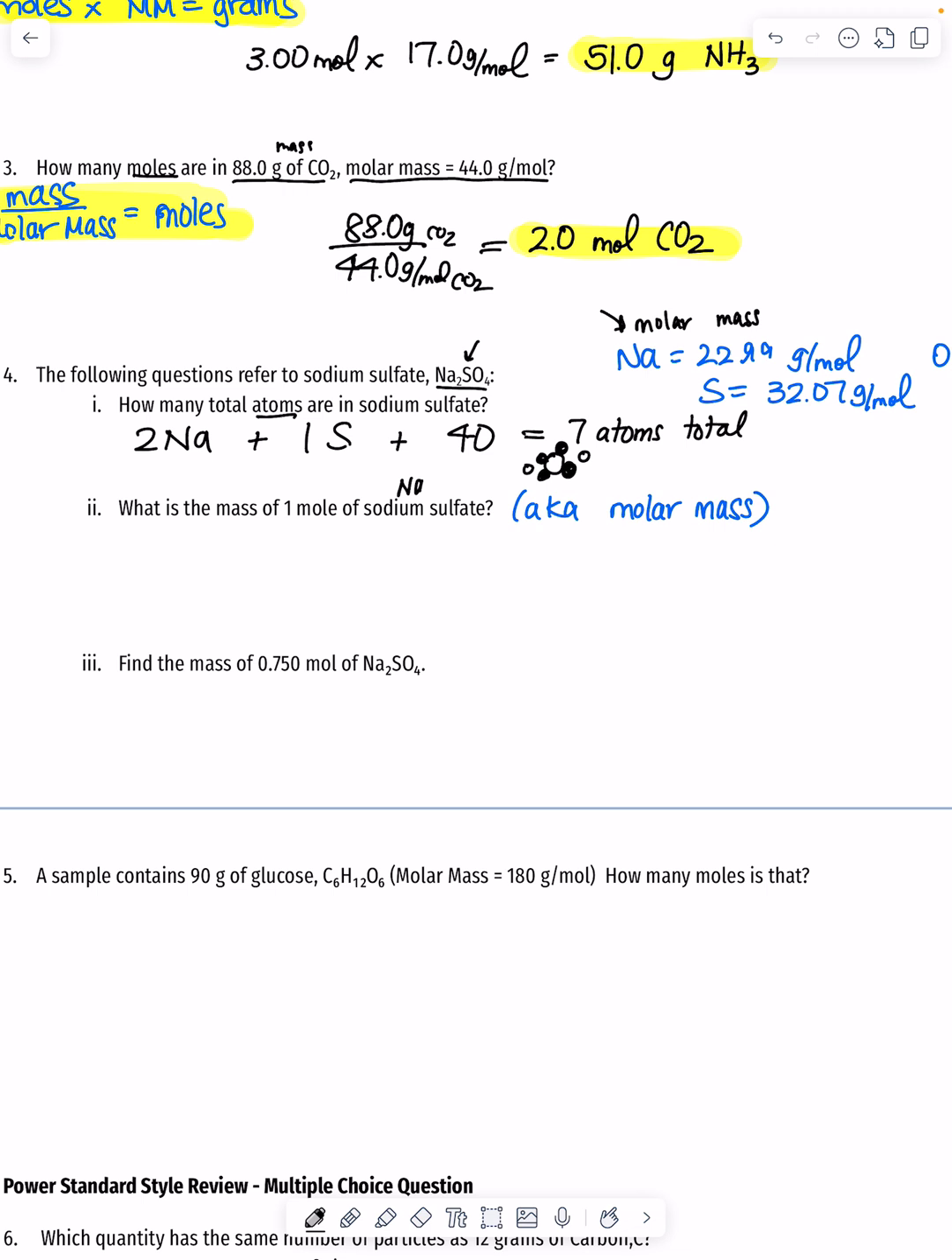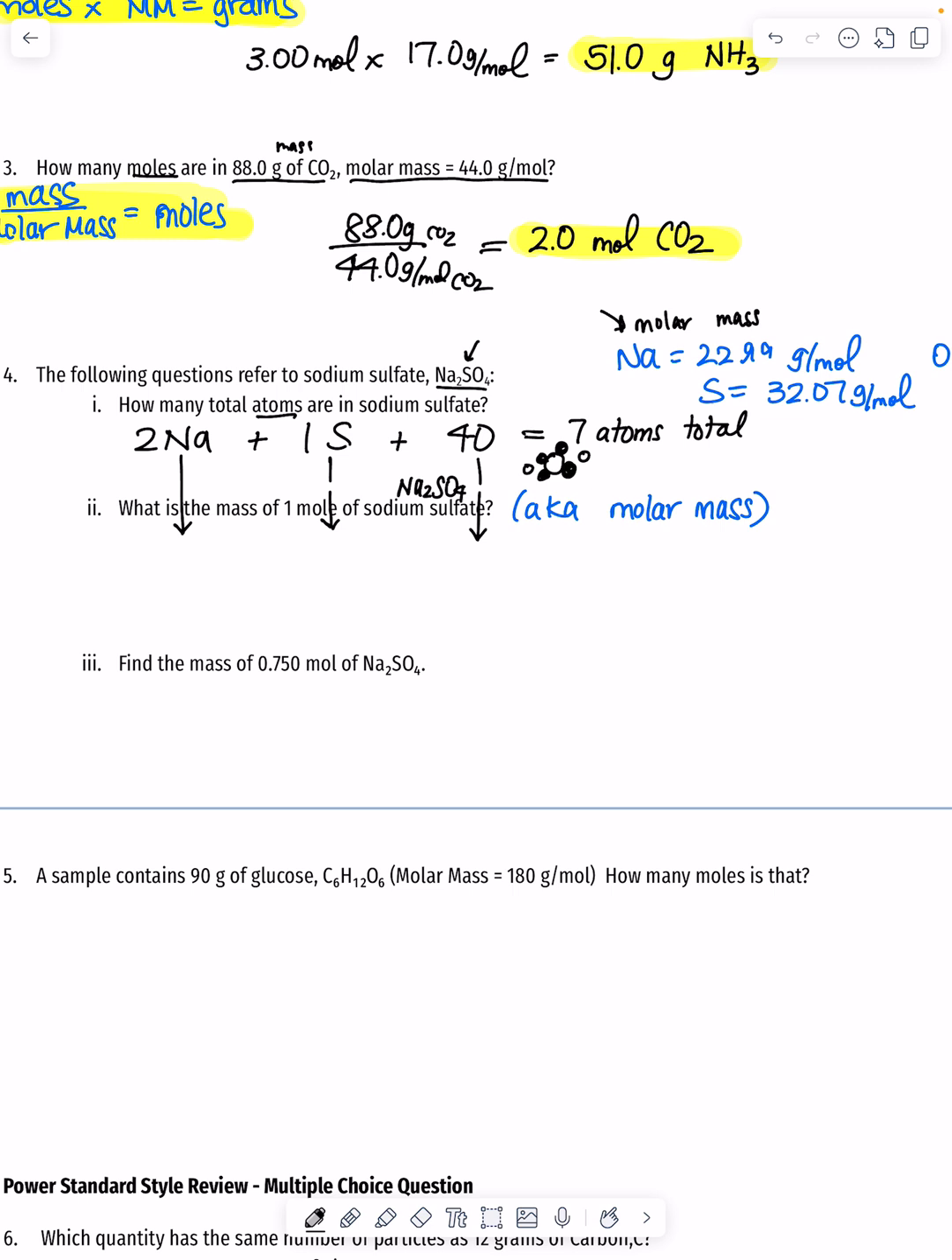Which we already know is Na₂SO₄. The mass of 1 mole is the same thing as saying, what is the molar mass? So now I'm going to take the counting of these atoms, and then I'm going to use the molar masses on the periodic table. I'm going to add them all up, and that's going to help me get the molar mass of this sodium sulfate.